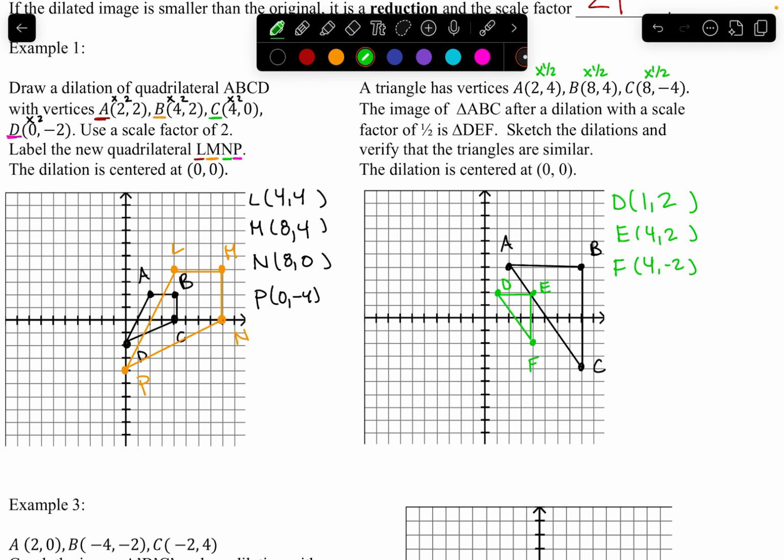And there we go. Notice that my triangle is about half the size of my original. And then just for funsies, it's centered at the origin. Let's hit A. Look at that. Let's hit B. Look at that. Let's hit C. Look at that. My center of dilation is going through the points that correspond with each other. I think that's so fun. I'm a little bit of a nerd though, so there you go.